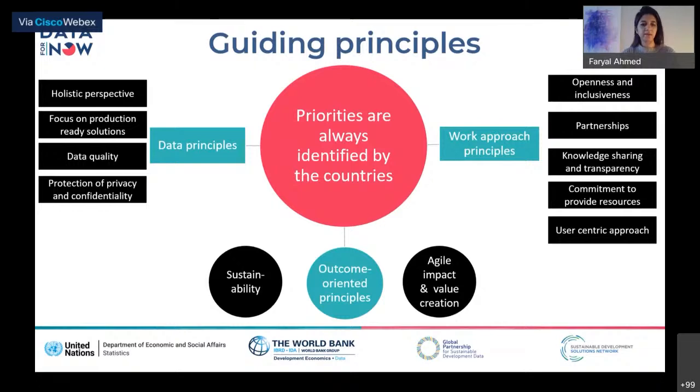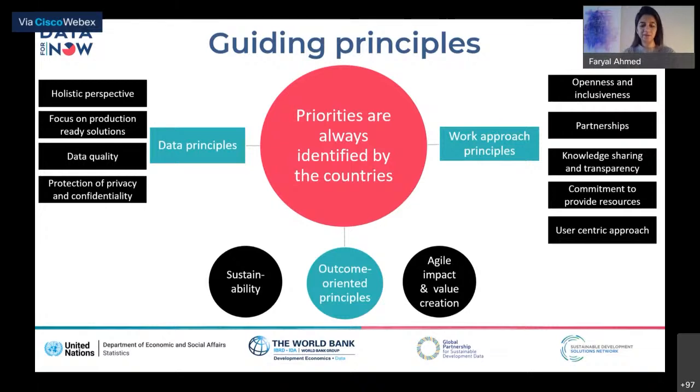And then we have the data principles, which is the holistic perspective. We're considering various angles in terms of understanding the data needs. And then we focus on the production-ready solutions. That is, look at the technologies and methods that have been used in the past, and then either take them to scale or customize them to the needs of the various countries' data gaps. And then one of the data principles is to ensure data quality in all of its practices, as well as the protection of privacy and confidentiality.